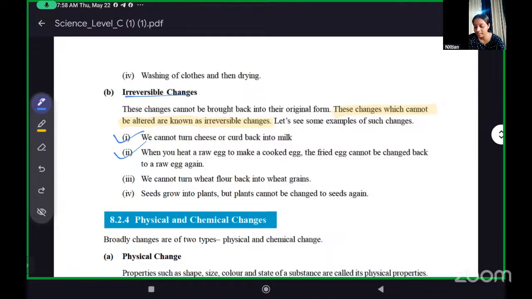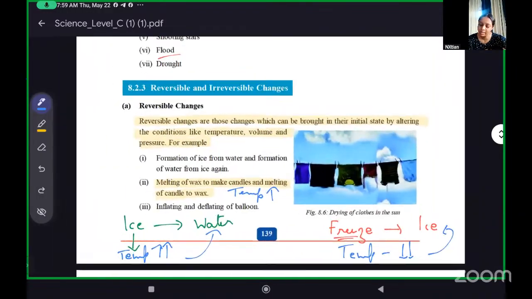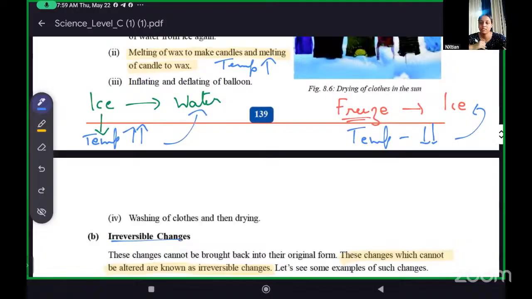Then we cannot turn wheat flour back into wheat grains. Seeds grow into plants, but plants cannot be changed to seeds again. When plants grow up, seeds will grow in them, but can we make that plant into its seed form back? No, because it is an irreversible change. Any doubt in reversible and irreversible changes?